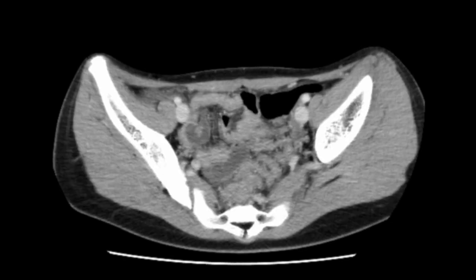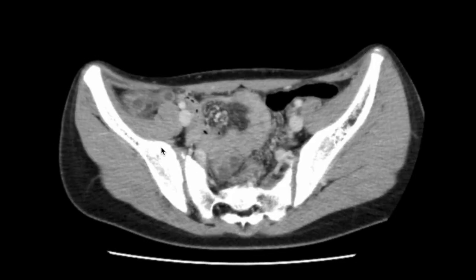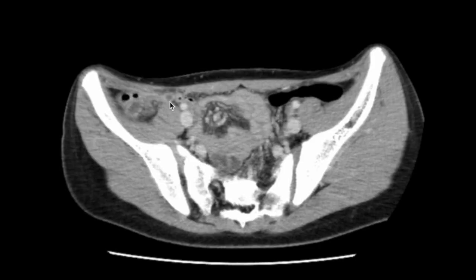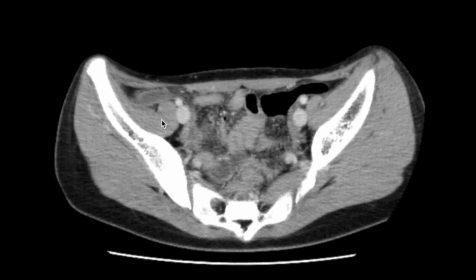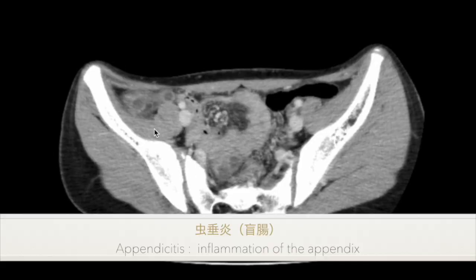The area to focus on in today's study is right here. See this long worm-like structure? Do you recognize it? Yes, that's the appendix. In these images, the appendix is inflamed, giving us appendicitis. It's a disease that commonly occurs in children.